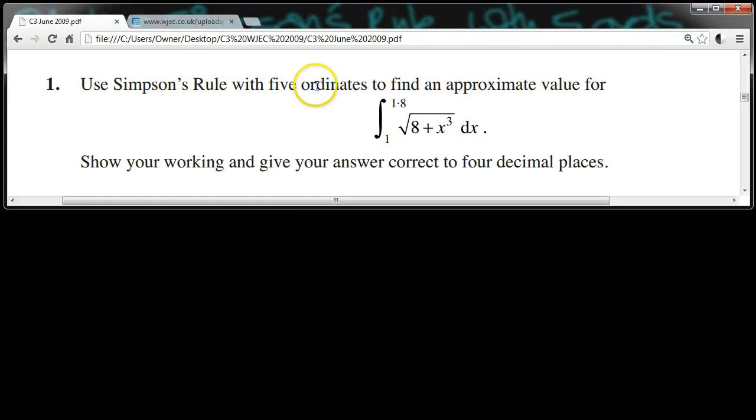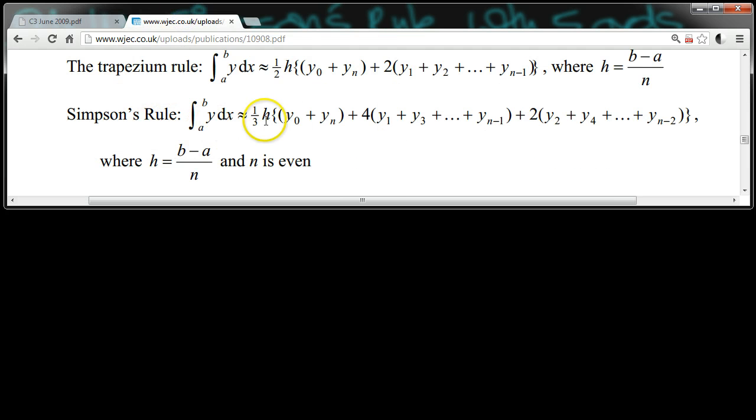Use Simpson's rule with 5 ordinates to find an approximate value for this integral here between 1 and 1.8. Show your working and give your answer correct to 4 decimal places. Here's Simpson's rule then, which we need to copy in from the formula booklet.